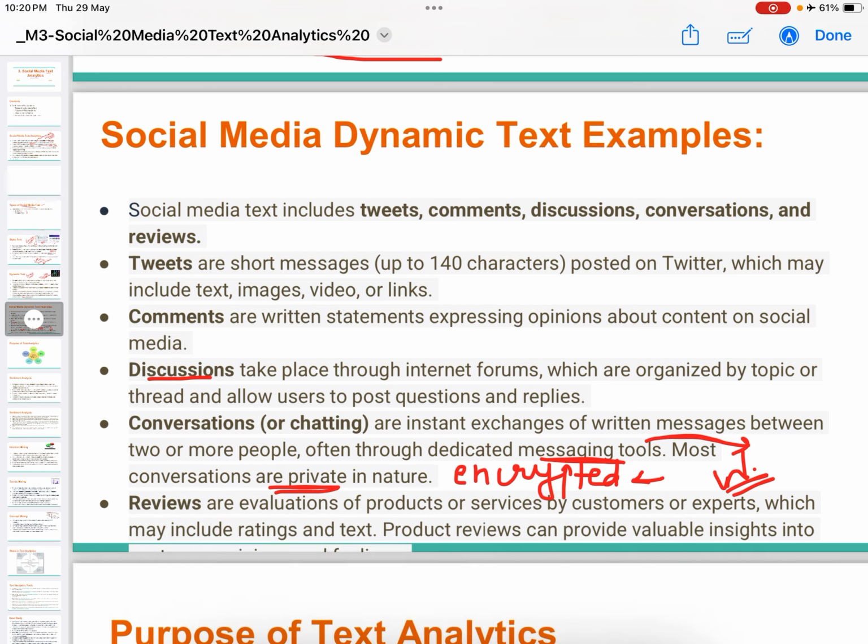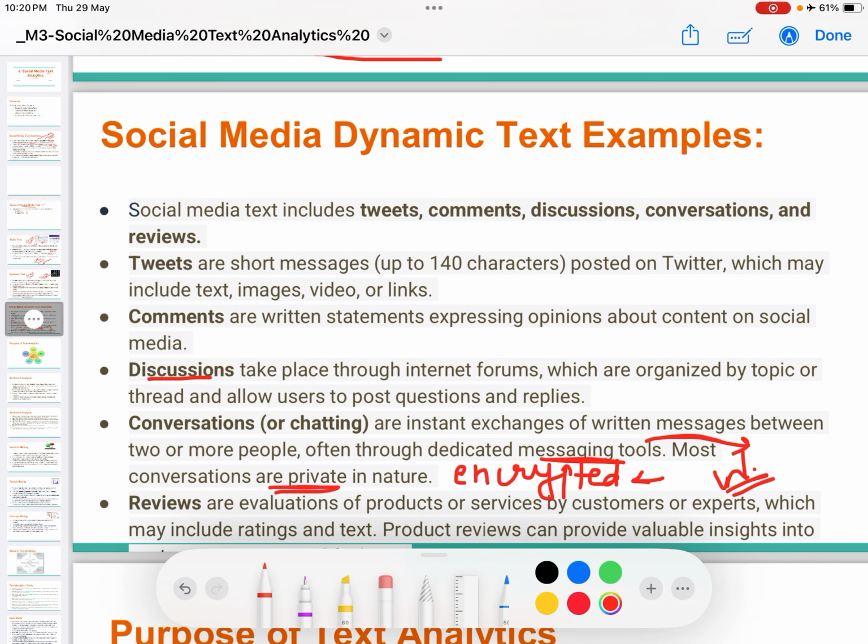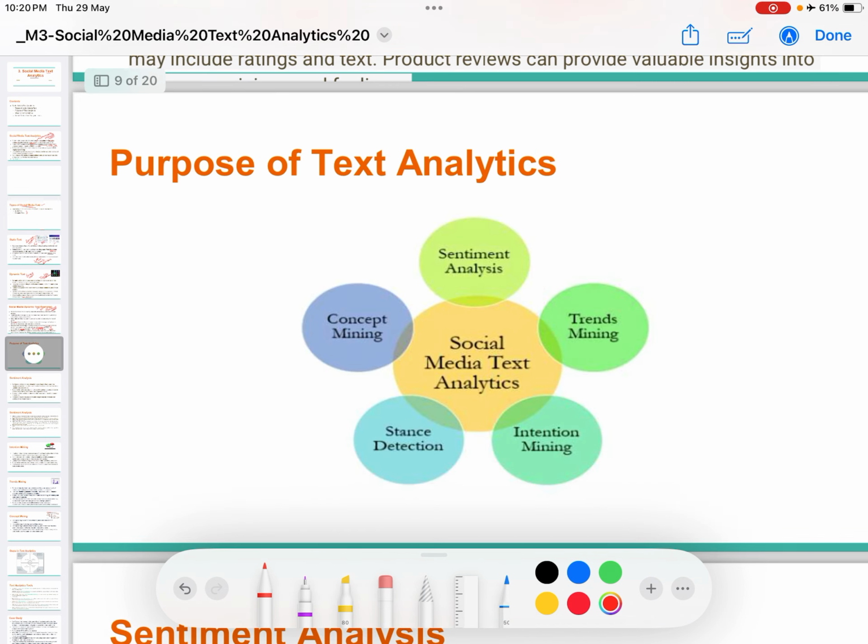Reviews are evaluations of products or services by customers or experts, which may include rating and text. Product reviews can provide valuable insights into how the product is. So reviews are basically helpful. By seeing the reviews, you can understand whether you should buy a particular product or not, whether you should watch a particular movie or not.